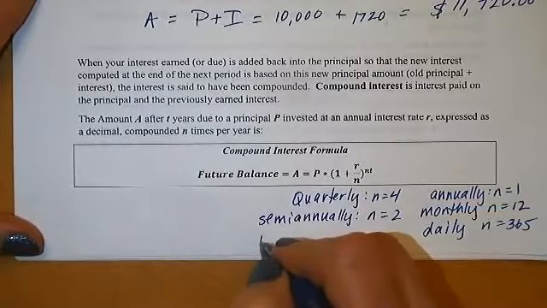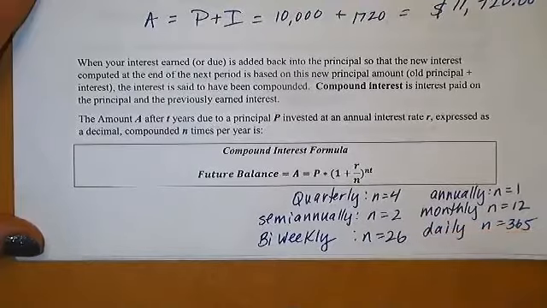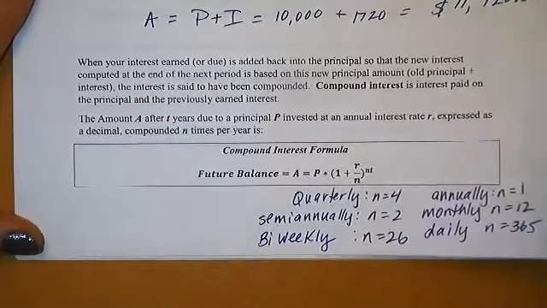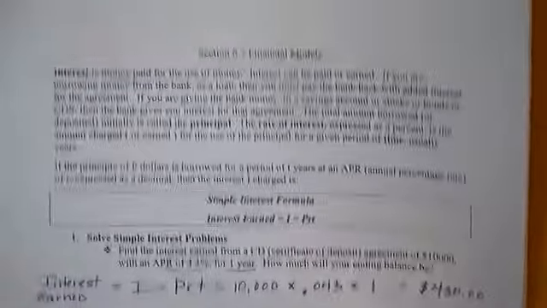I suppose there could be bi-weekly, which means every other week, kind of like how you get paid with your paychecks, and that would be 26. That one's not used as often. So let's run through some examples of using this formula on the next page.